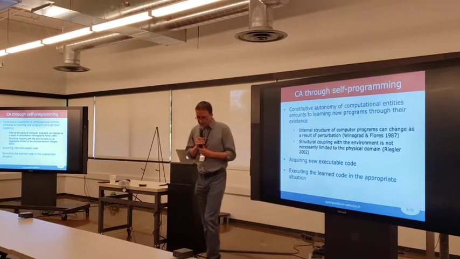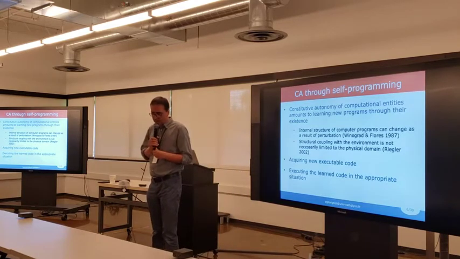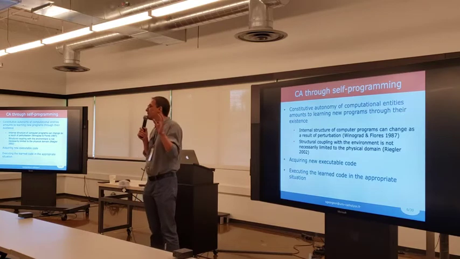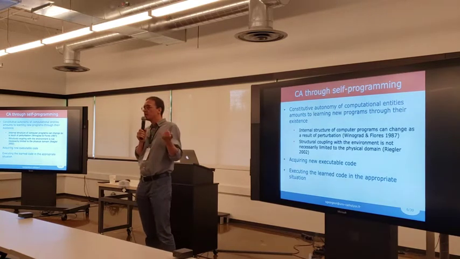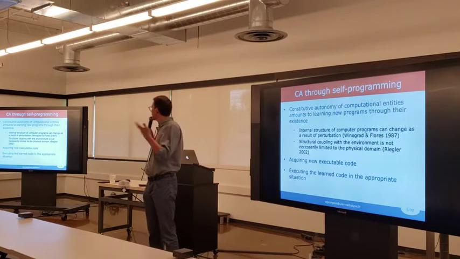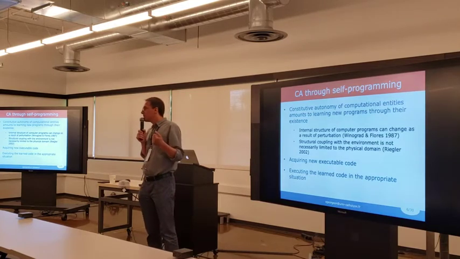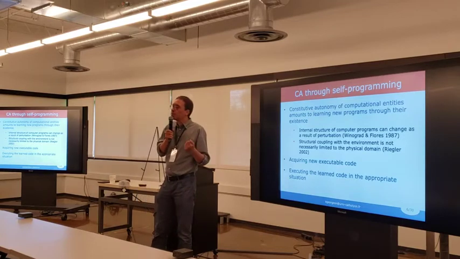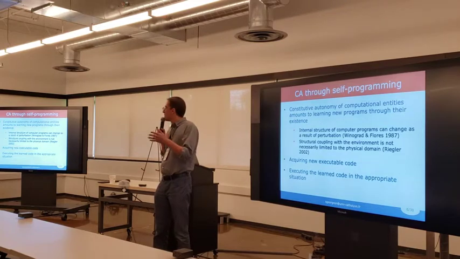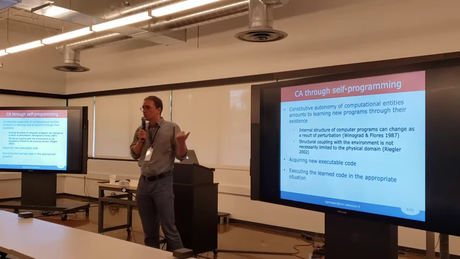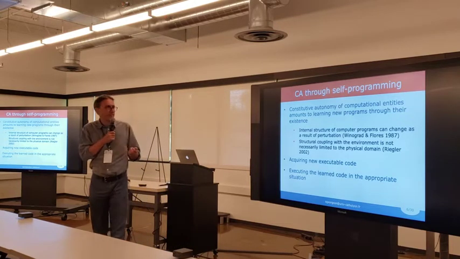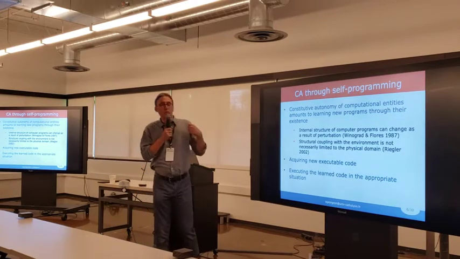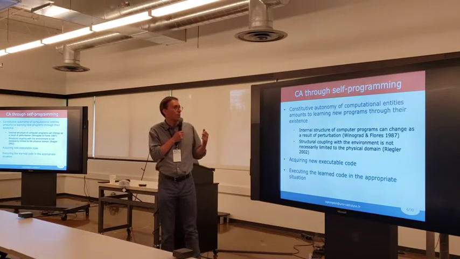So our claim here, we are based on the idea of computational entity. A computational entity is an entity, so an object in the world, that has computational power. So it's maybe controlled by a computer. And we take computation in the very broad sense. Computation is just the capacity to change states into other states in a discrete, step-by-step way. So it's an intuitive sense of computation. So the constitutive autonomy of a computational entity, like a robot, amounts to learning new programs through its existence.